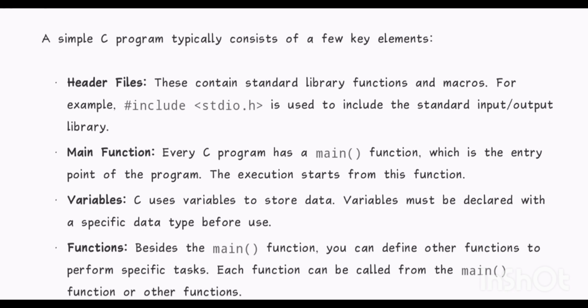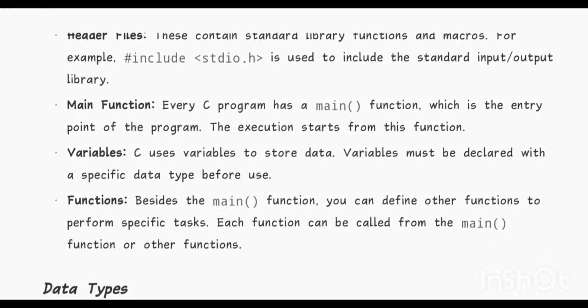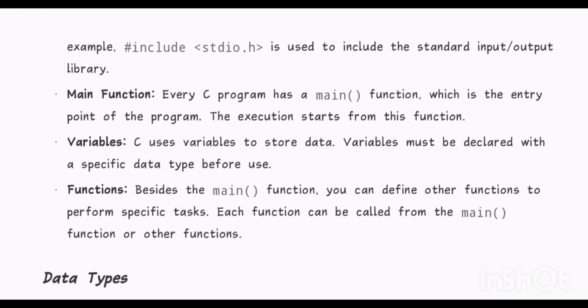Variables. C uses variables to store data. Variables must be declared with a specific data type before use. Functions. Besides the main function, you can define other functions to perform specific tasks. Each function can be called from the main function or other functions.